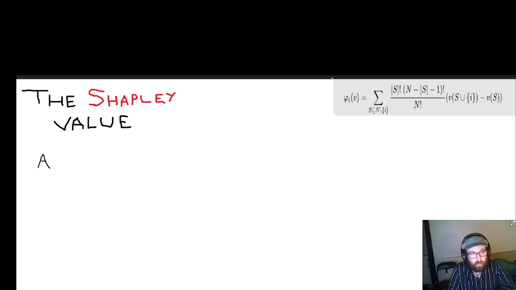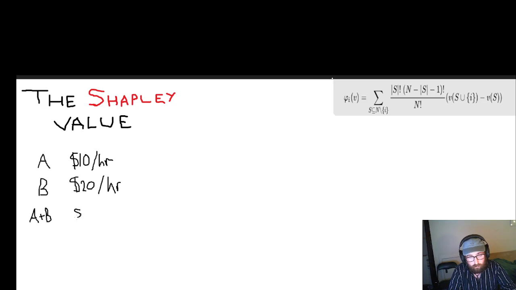So person A, let's say on their own they're making $10 per hour. And person B on their own is making $20 per hour. So person B is a lot better than person A at whatever this thing is. But if A and B combine their resources together, as a group, they will make $40 per hour, which is quite nice.